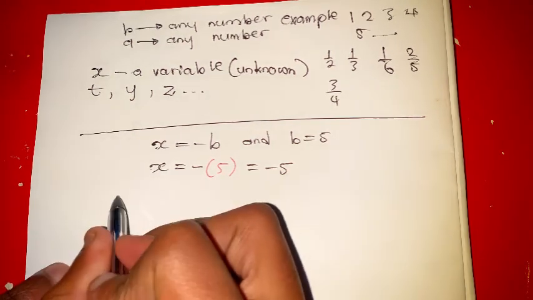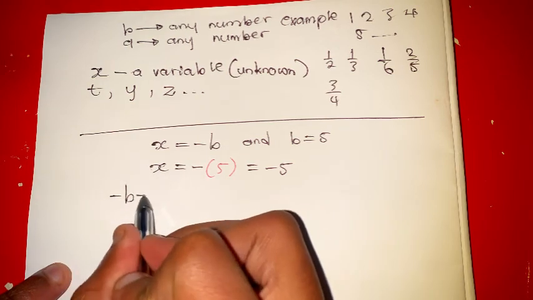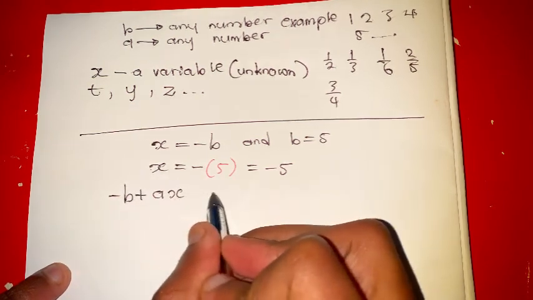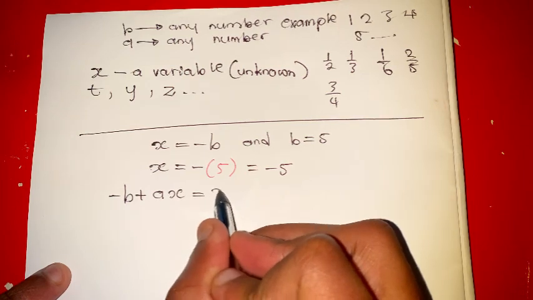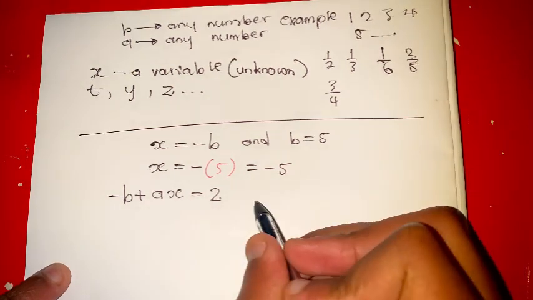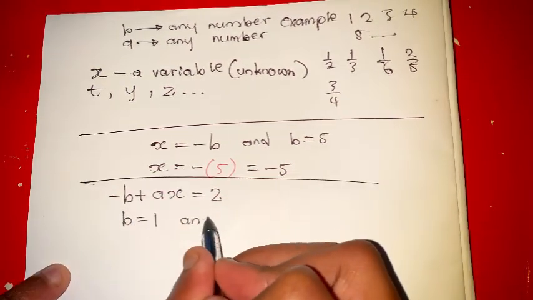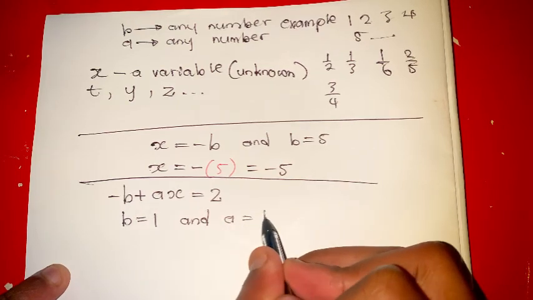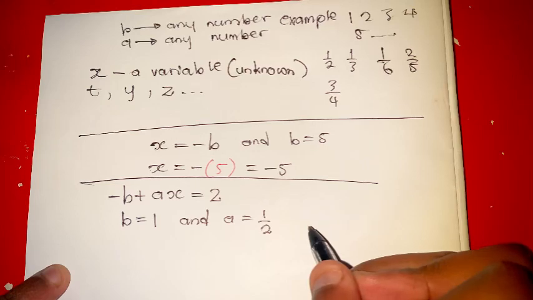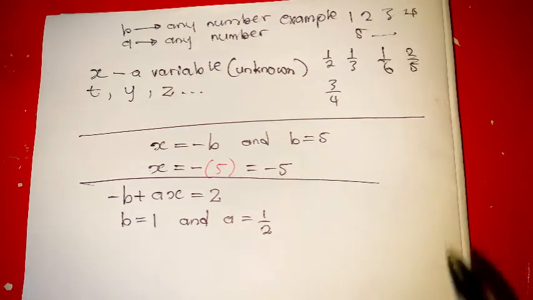Say now you have negative b plus ax equal 2, right? B in this case is equal to 1, and a is equal to 1 over 2. Because I already stated that a and b can be any number that the person asking you the question would desire. So if I ask you to solve for x and I give you 1 over 2, you can't say, well, that's not what I was taught.